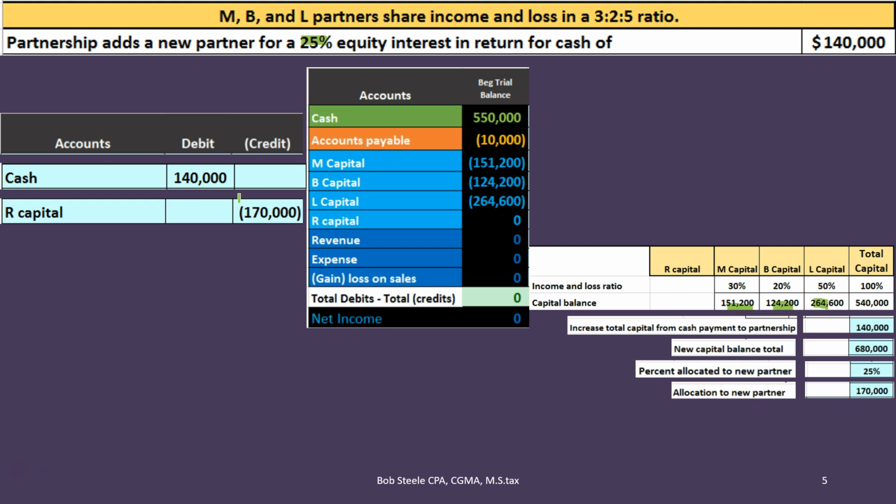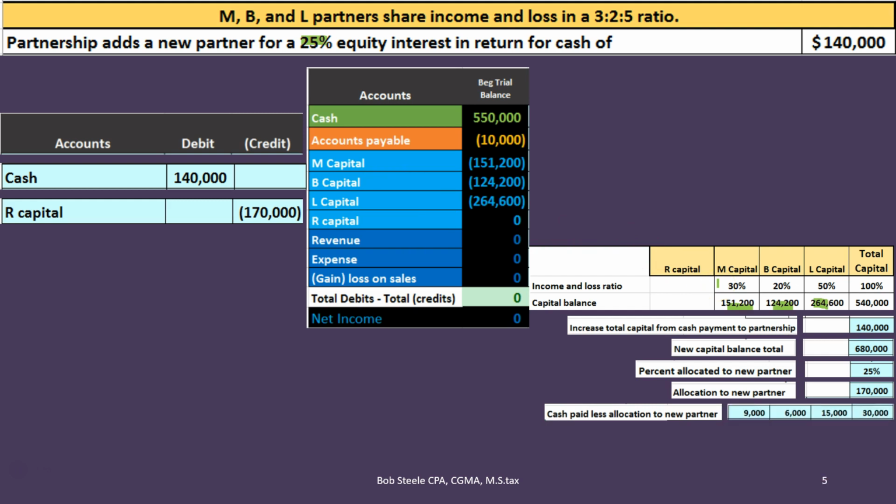And now we're faced with another problem here, which is that the debits do not equal the credits. We're going to need some more debits of the 170 minus the 140, which will be 30. And how are we going to allocate that out? Well, we're going to have to reduce the other partners' capital accounts. So we're going to have to debit them, so that 30,000. So now the question is, well, how much are we going to debit M, B, and L out of the 30,000 that we need? And we will do that in accordance with their profit sharing.